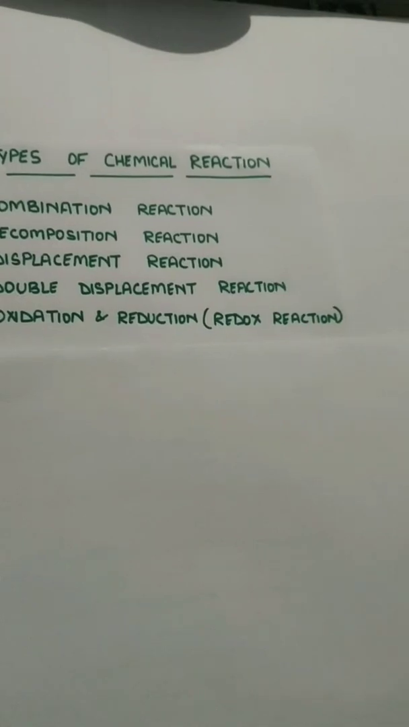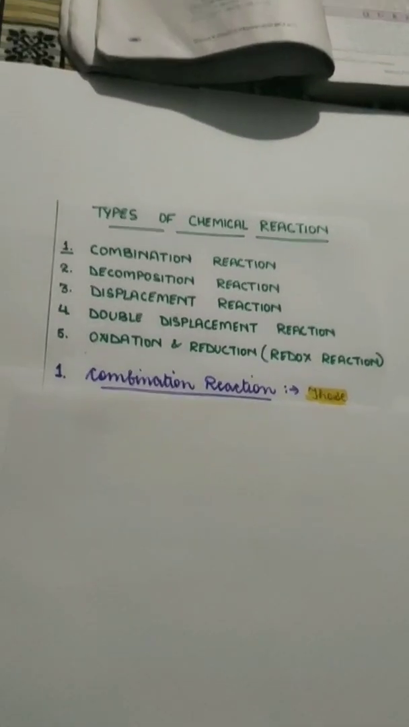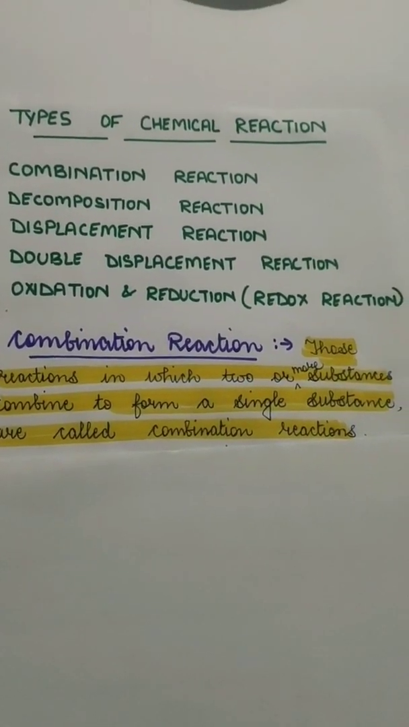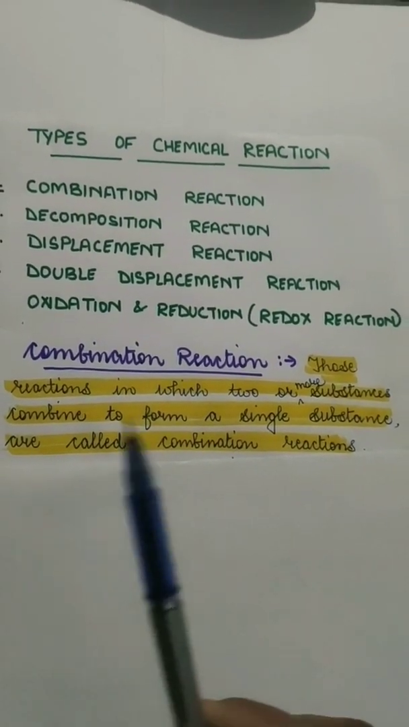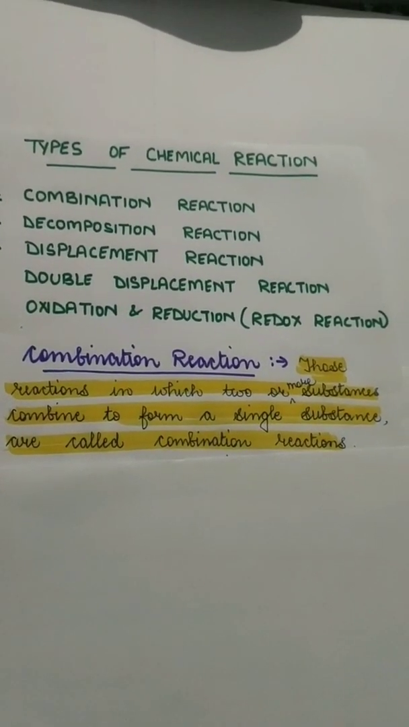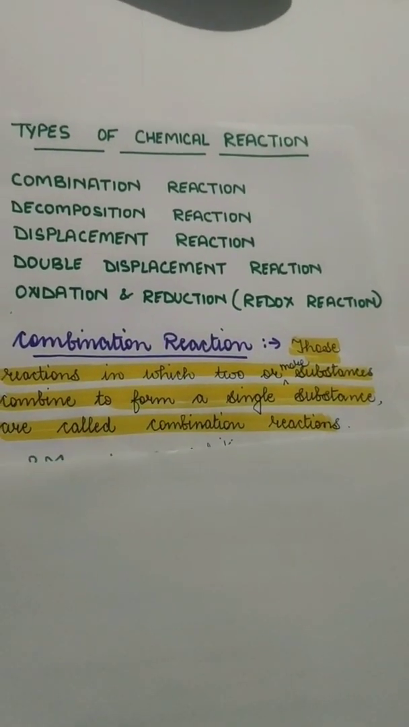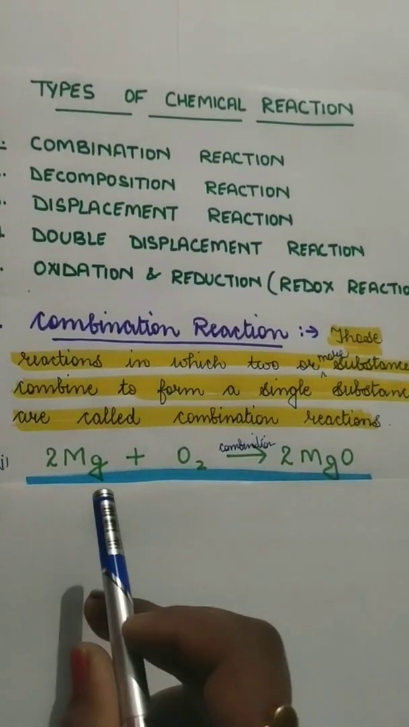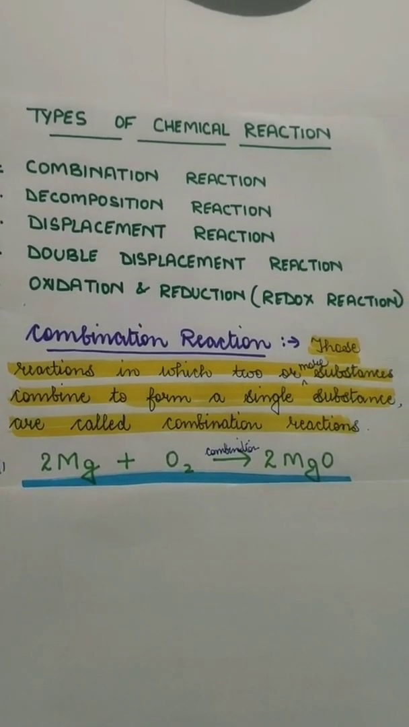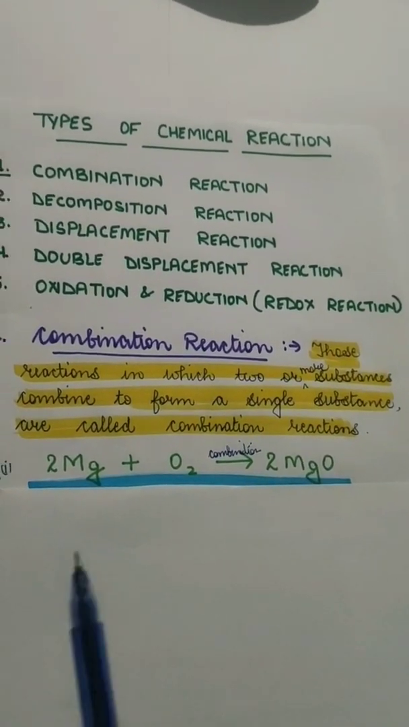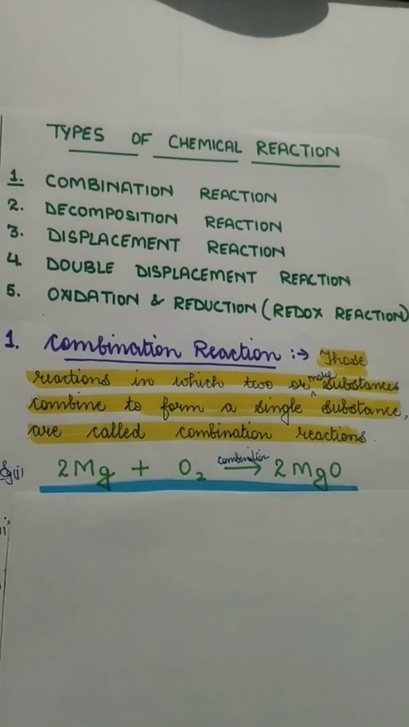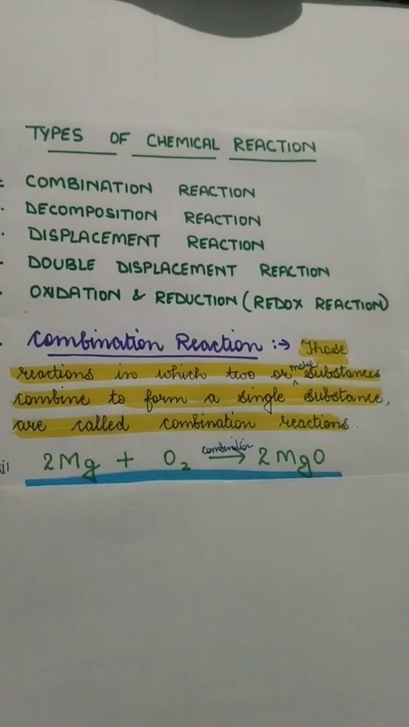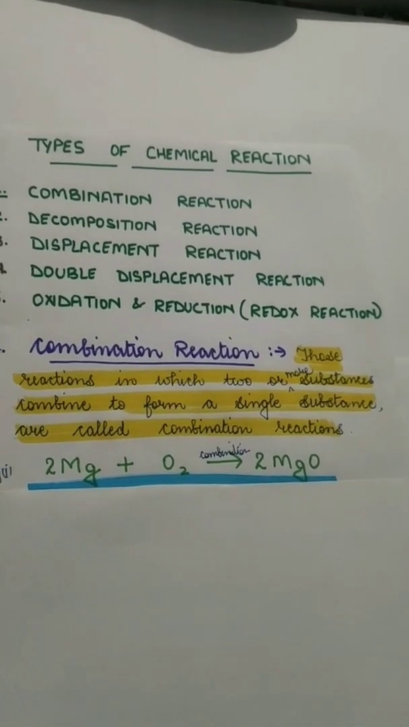So moving to our first reaction, that is combination reaction. A combination reaction is one in which two or more substances combine to form a single substance. When two or more substances combine together, they form a single compound, and this is called a combination reaction. As the name suggests, for example, magnesium reacts with oxygen to give magnesium oxide. So magnesium combines with oxygen and a single compound is formed. Both elements combine together and a single product is formed. It is called a combination reaction.